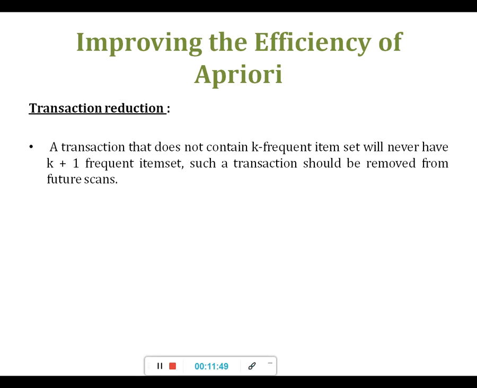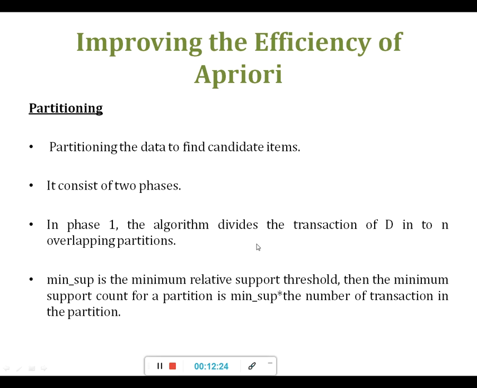So in this way we can reduce that transaction, and then the future scanning of the remaining data is going to be less. That is transaction reduction: a transaction that does not contain a k frequent item set will never have a k plus 1 frequent item set. Means if the subset is not frequent, then its superset is also not going to be frequent. This ultimately reduces the scanning required in future. Then next is partitioning.